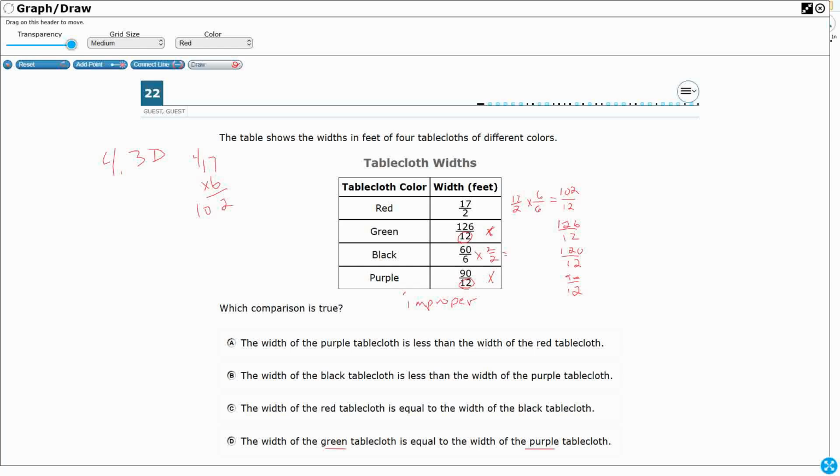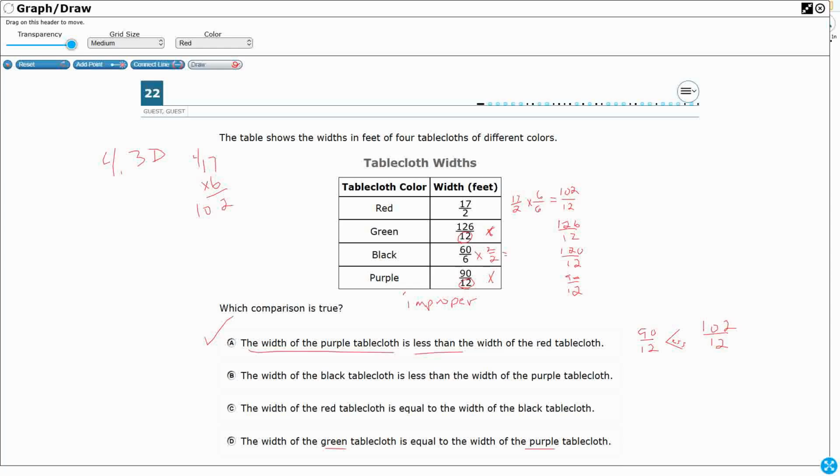Now that I've got everything over 12, I still have to do a little bit of work, because what I want to do is replace each of these statements with an inequality. So the width of the purple is 90 twelfths, is less than, so it goes this way, because it can be turned into an L that's rotated a little bit, is less than the width of the red, 102 twelfths. Yeah, 90 is less than 102.